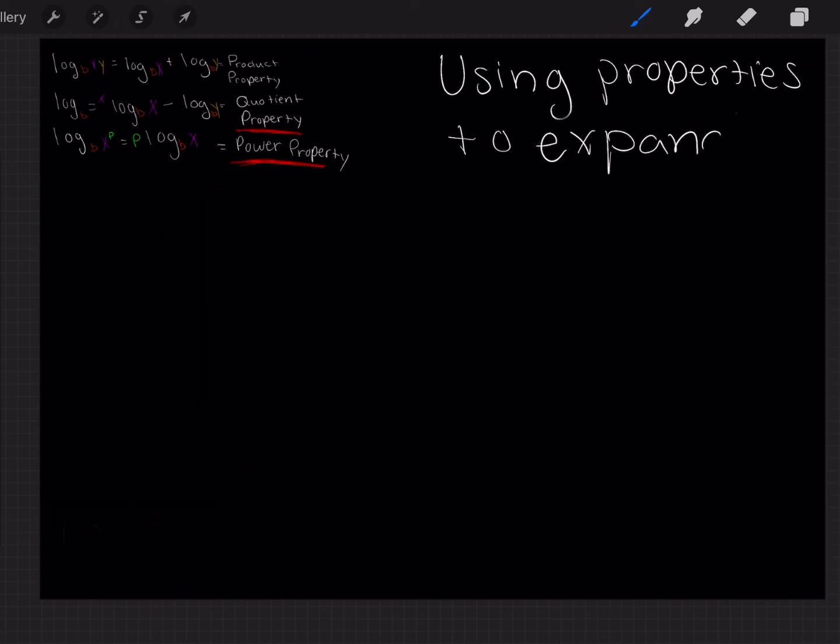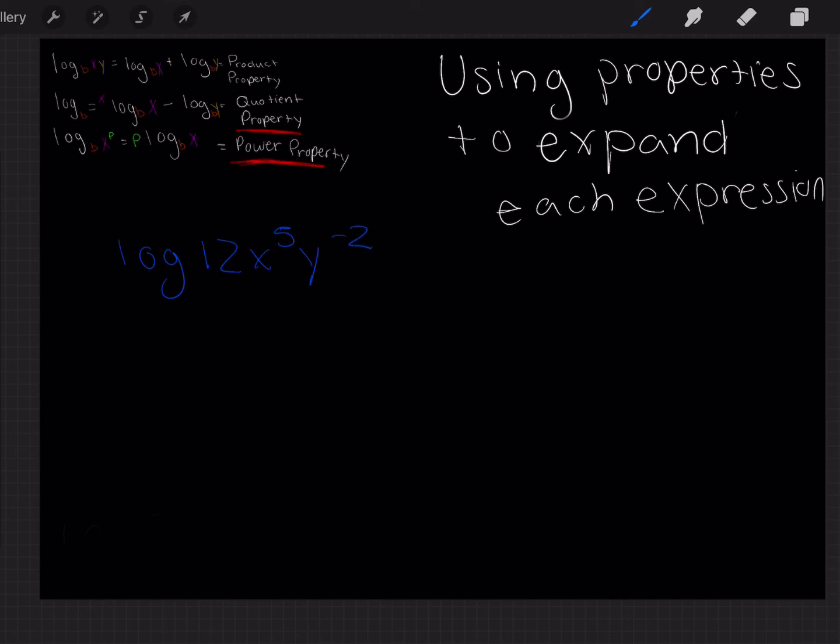Now, using properties to expand each expression. So let's say we have log 12, x to the power of 5, y to the power of -2. So now we're going to take our log and put it in front of each individual component we have. So log 12 plus log x to the 5th plus log y to the -2.